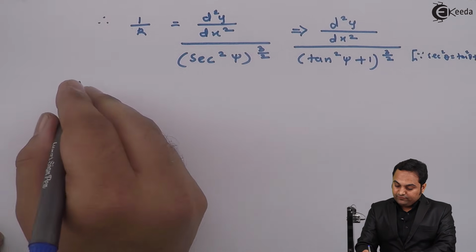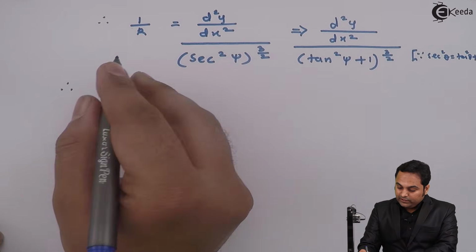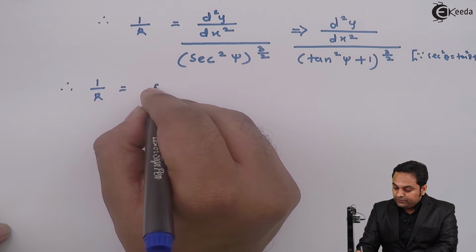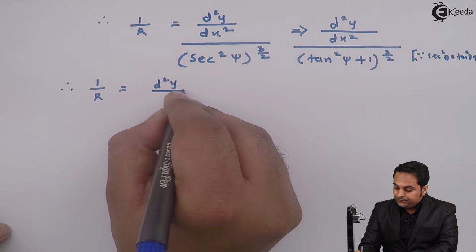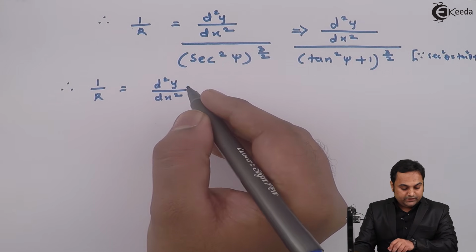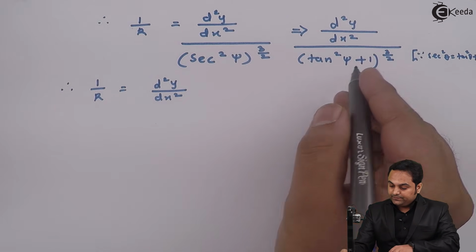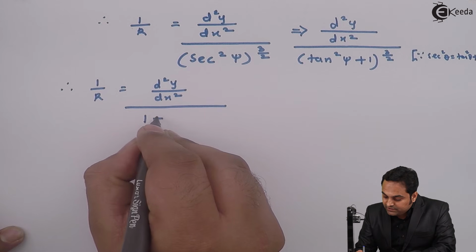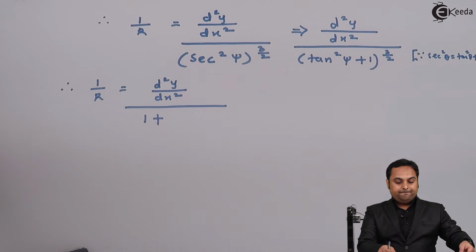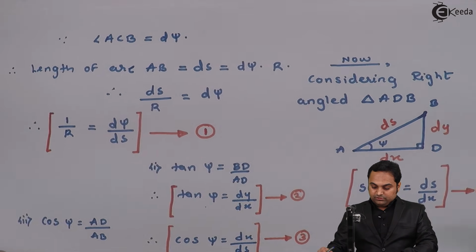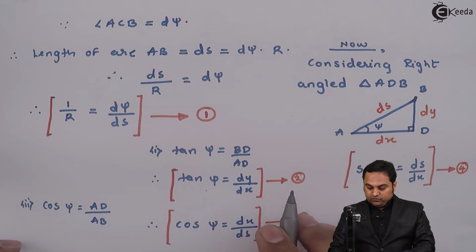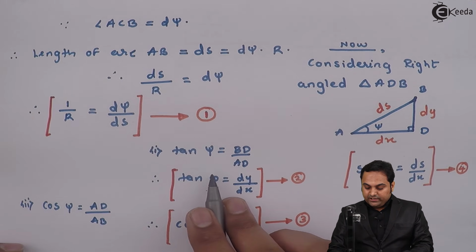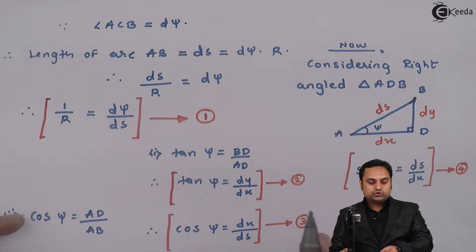Now therefore I will write 1 by r as it is, that is on the left hand side. On the right hand side, in the numerator, it is d square y by dx square. Next, in the denominator, I'll write this as 1 plus now tan square psi. In equation number 2 we have tan psi as dy by dx. So tan square psi will be (dy by dx) square.